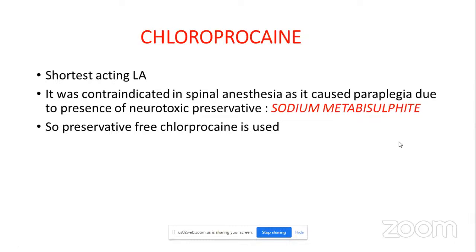Chloroprocaine. It is the shortest acting local anesthetic. It is contraindicated in spinal anesthesia as it caused paraplegia previously, due to the presence of the neurotoxic preservative sodium metabisulfite. So now preservative-free chloroprocaine is coming to market.